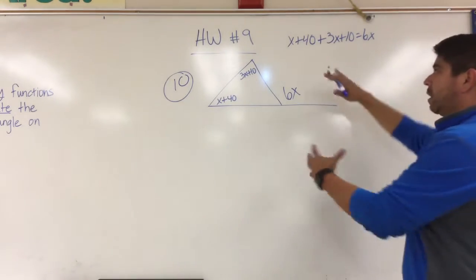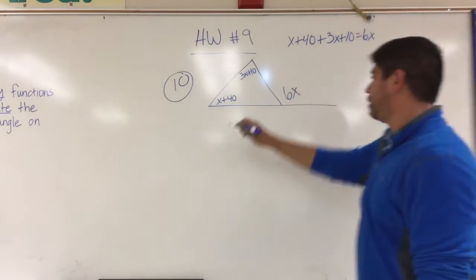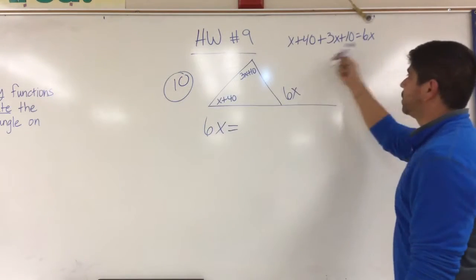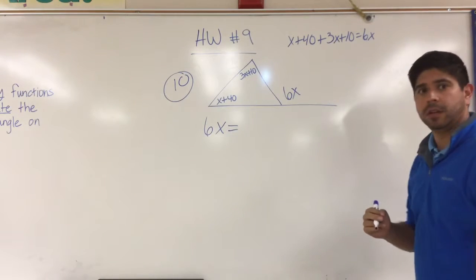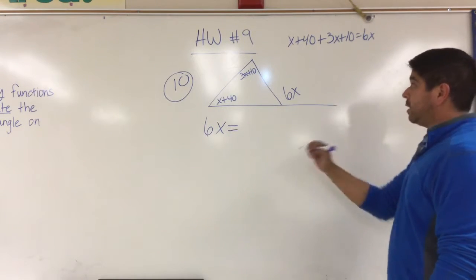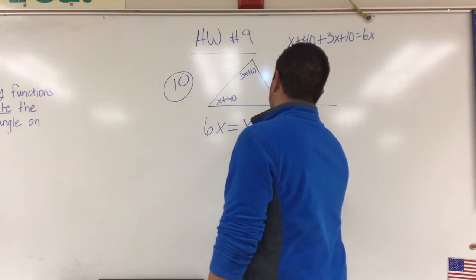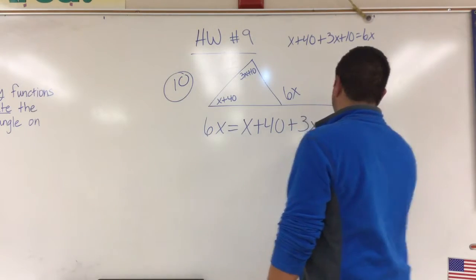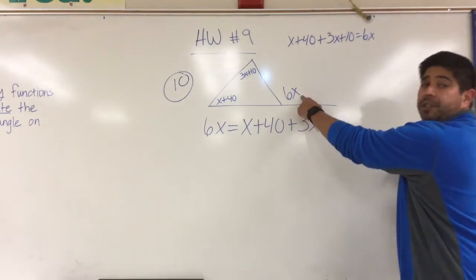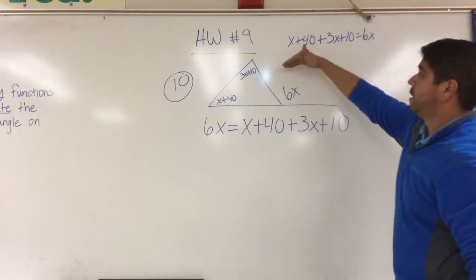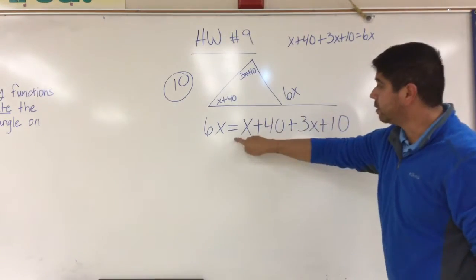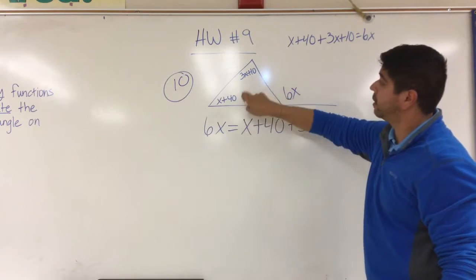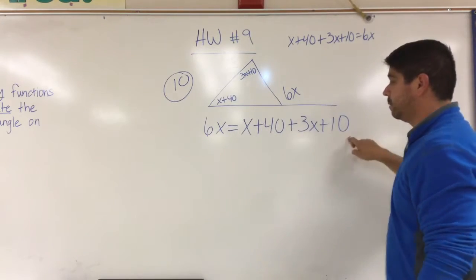Okay, so you can solve it out that way. What I'm going to do is put the 6x here first. So I'm going to say 6x equals. All I did was switch this over to this side, and you'll see why in a little bit. 6x equals x plus 40 plus 3x plus 10. All I did was, remember, this exterior angle, because exterior means outside the triangle, is equal to the two interior angles, interior means inside, that are inside the triangle. This one plus that one.